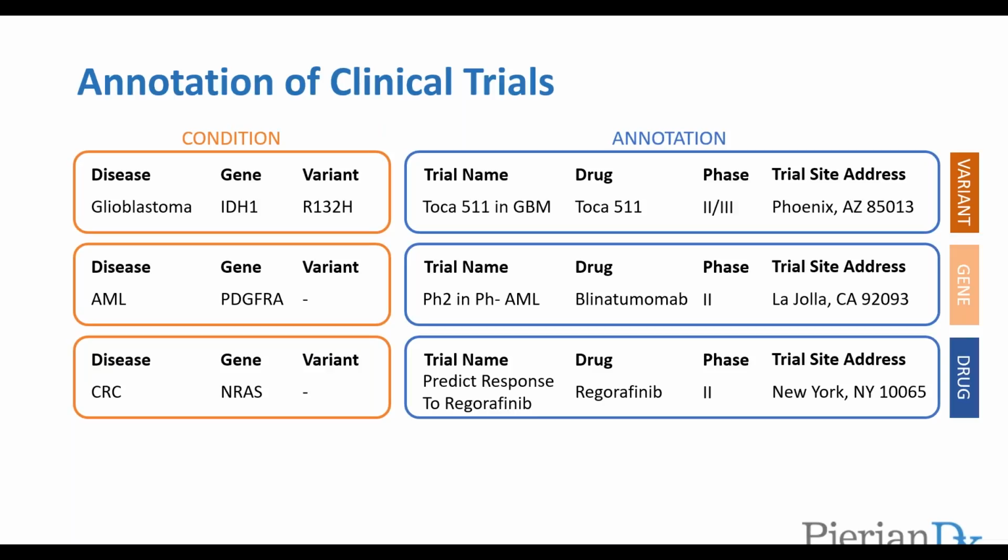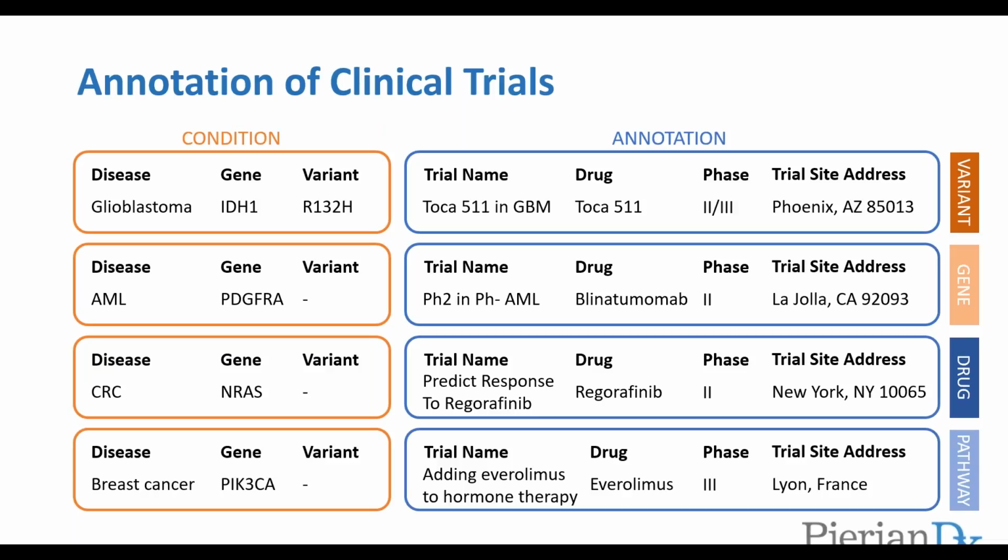So here's an example of a variant level annotation for a trial. We have glioblastoma, IDH1 mutation, R132H, and here's a trial I found. It's a phase 2/3 trial in Phoenix of a particular agent. I've obviously greatly shortened the trial name, but this is a very specific syntax annotated trial.